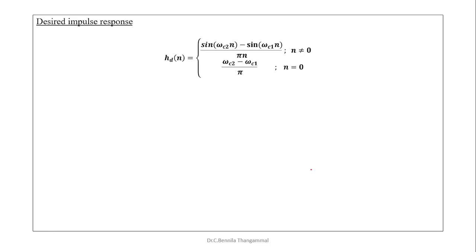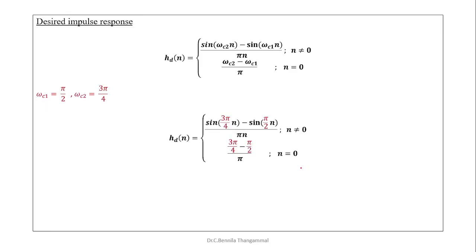Now the next step: find the desired impulse response. So hd of n is equal to sin omega c2 n minus sin omega c1 n divided by pi n for n not equal to 0, and omega c2 minus omega c1 divided by pi for n equal to 0. Your omega c1 is pi by 2 and omega c2 is 3 pi by 4, so I can replace the omega c1 and omega c2 values here, and this is the hd of n.